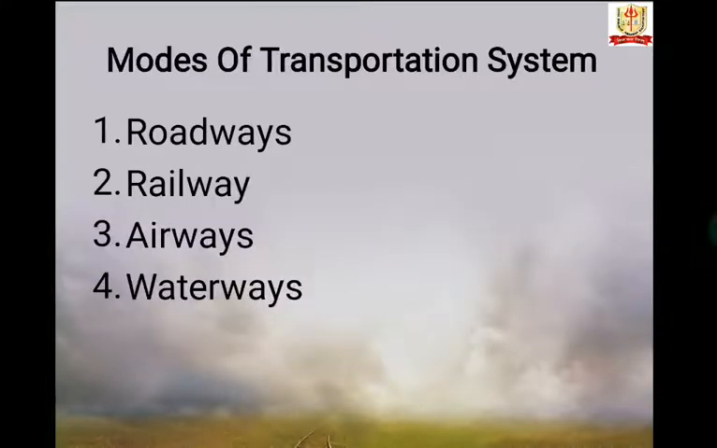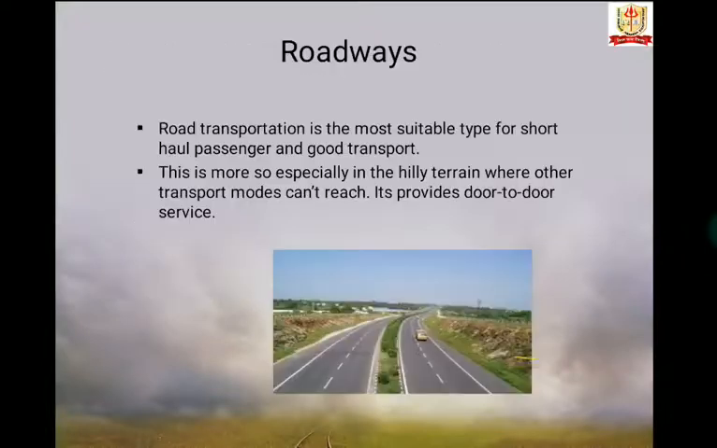Modes of transportation system. Our environment consists of land, air and water. These media have provided scope for three modes of transportation: land transportation, air transportation and water transportation. Rail transportation and road transportation are the two components of land transportation. So the modes of transportation system are roadways, railways, airways and waterways.